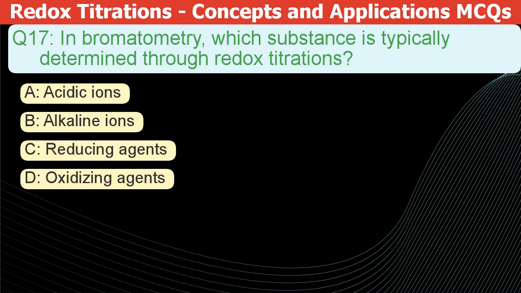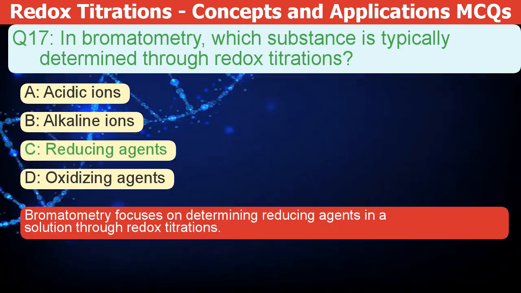In bromatometry, which substance is typically determined through redox titrations? A. Acidic ions. B. Alkaline ions. C. Reducing agents. D. Oxidizing agents. The correct answer is C. Bromatometry focuses on determining reducing agents in a solution through redox titrations.